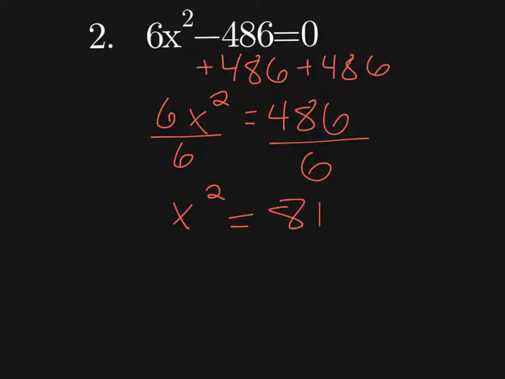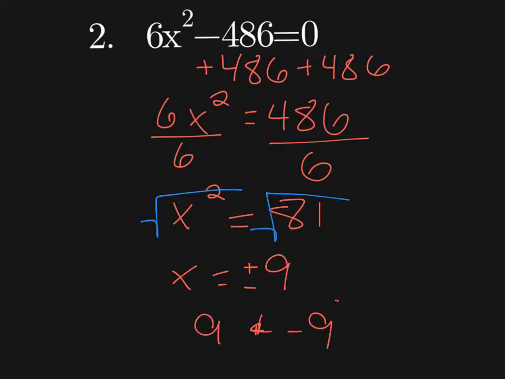Alright, guys, perfect square of 81, square root of 81. If I square root both sides, I can get an exact answer here. Square root of 81 is 9, so positive or negative 9. And there you have it. This is the square root method. It's ideal when we have only two terms. Okay, you have a good day.